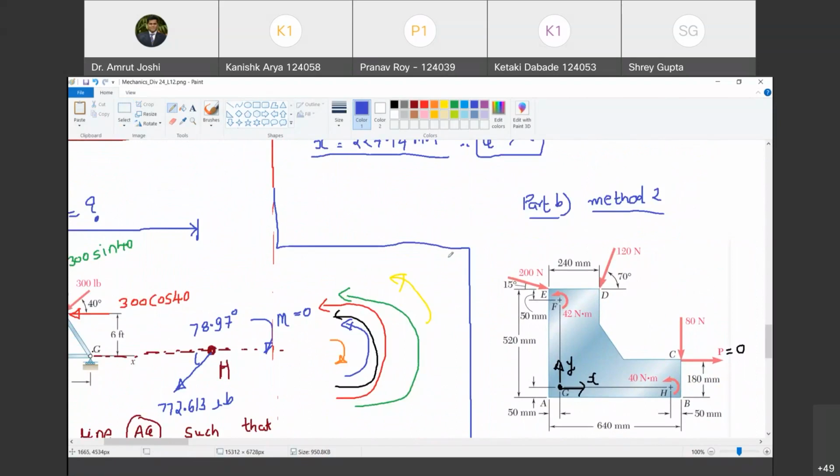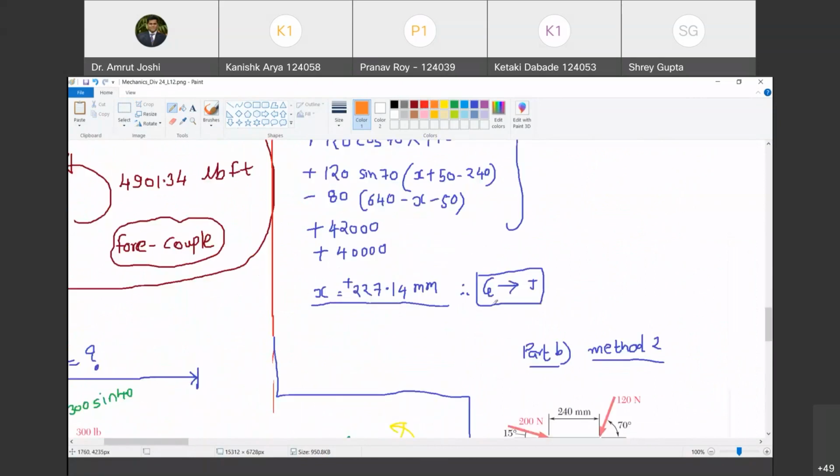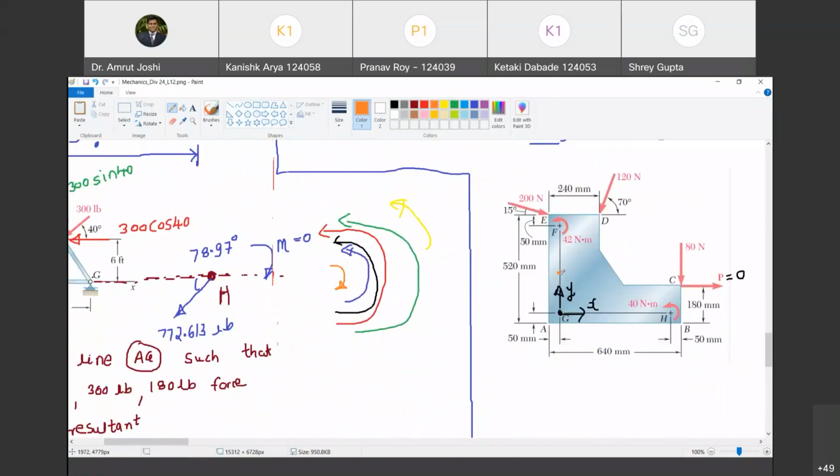Happy? Yes, sir. Okay. Now, what does part 1 say? Part 1 says that at distance 39.55 mm from G, are you with me? Yes, sir. From G, if I were to find out resultant of all this system, it is going to be a single force resultant. Do you agree with me? Yes, sir. Agreed. So now, what is that single force resultant? Let me find out that.